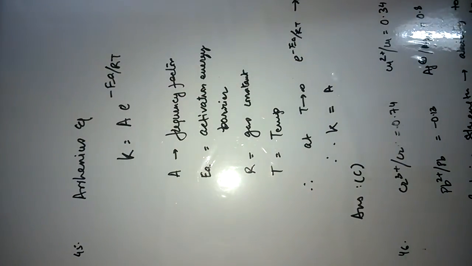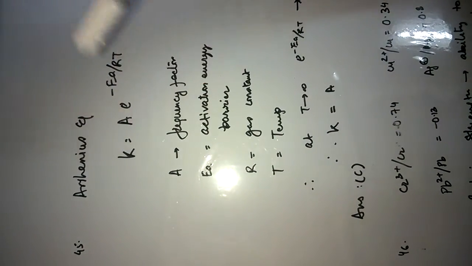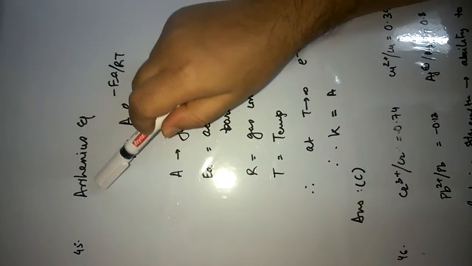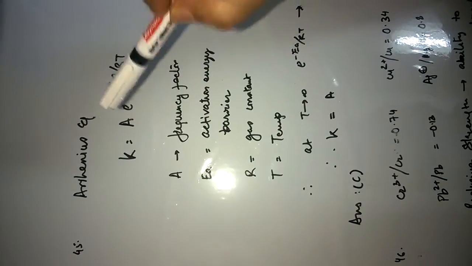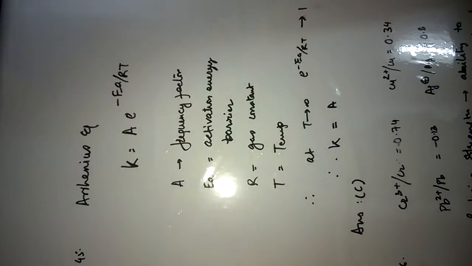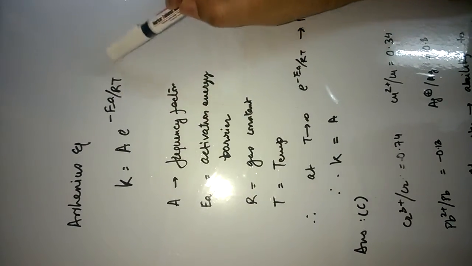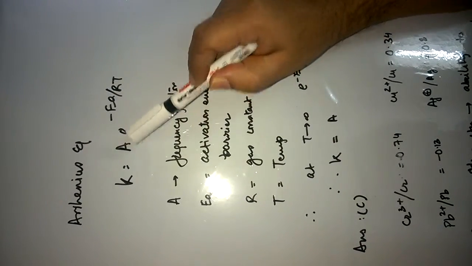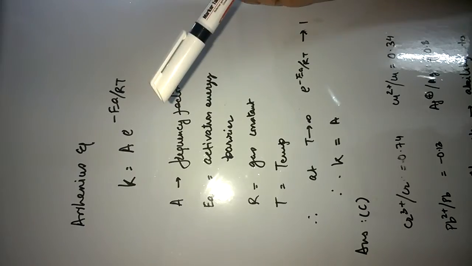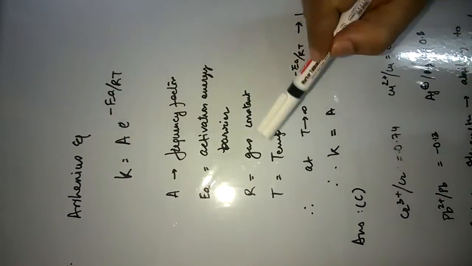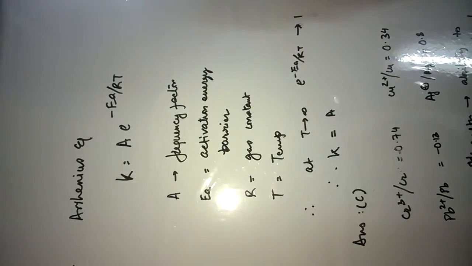Now the 45th question asks, what will be the value of K, the rate constant, when temperature becomes infinite? According to the Arrhenius equation, the temperature dependence of the rate constant of a chemical reaction is given as K is equal to A into e to the power minus Ea upon RT, where A is called the frequency factor or pre-exponential factor. Ea is the activation energy barrier of the reaction, R is the gas constant, and T is temperature in absolute scale.